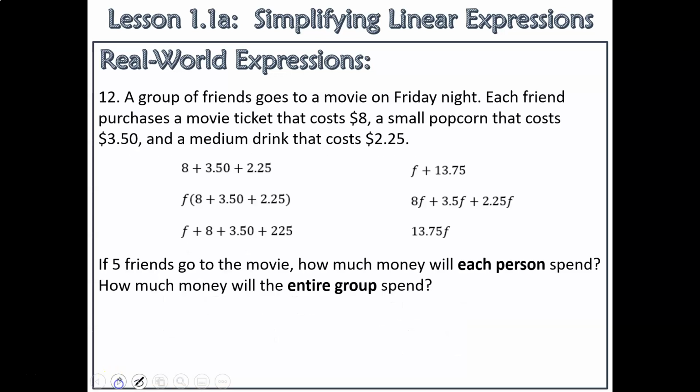Okay, one more and we'll be done. We're on the bottom for B on page 12. If 5 friends go to the movie, how much money will each person spend? How much money will the entire group spend? Okay, so each of them, I'm going to take the most simplified version because let's make the math easier. So we said that this one works. So if only one friend went, they would spend $13.75 because you would have $13.75 times 1, which is $13.75 for 1 person.